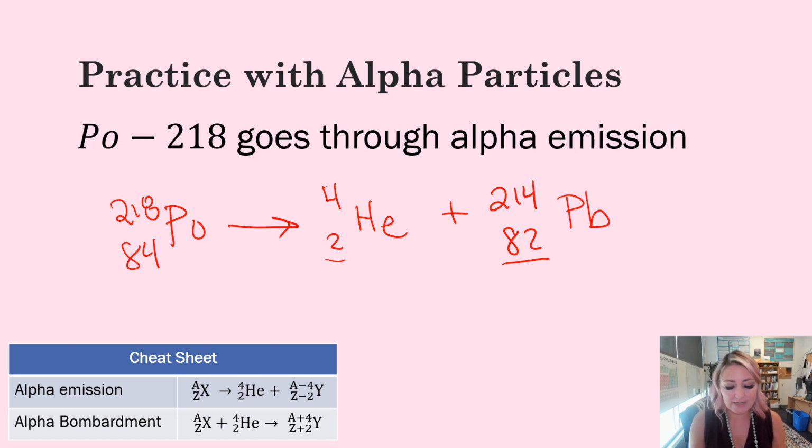So what I'm showing now, just to double check my work, is that my protons add up to what I originally had. 82 and 2 is 84. And my mass number adds up to the original 218. So I've accounted for every proton and every neutron that has undergone transmutation.